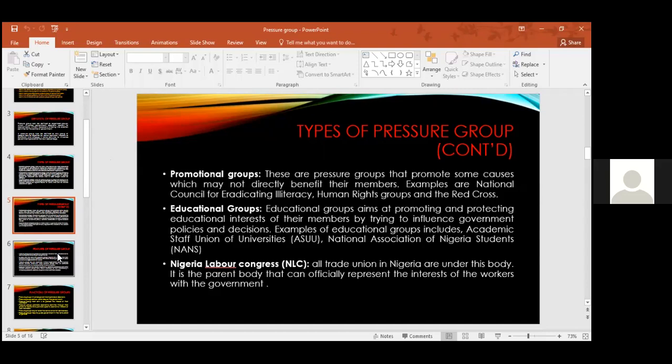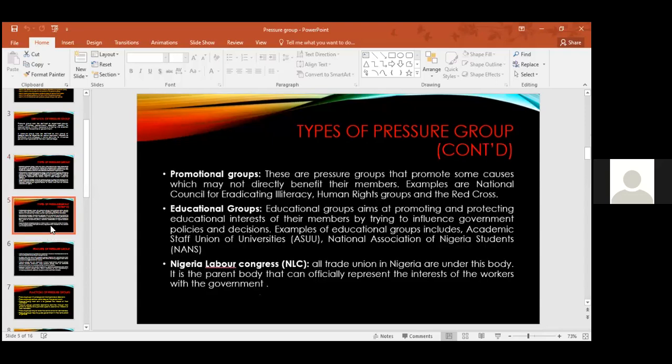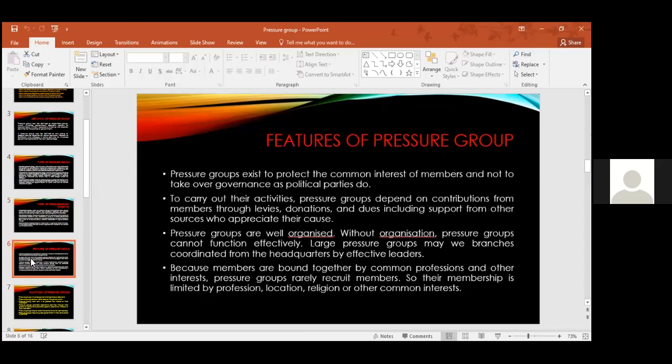So that is all about the types of pressure group. I just mentioned them: economic pressure groups, professional occupational pressure groups, religious pressure groups, promotional groups, educational groups, and the Nigerian Labour Congress. So let's move to the features. When we say features, that means characteristics.